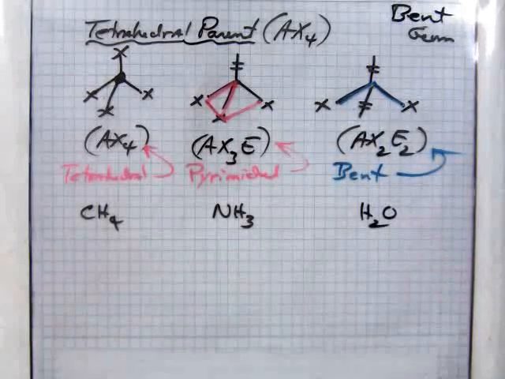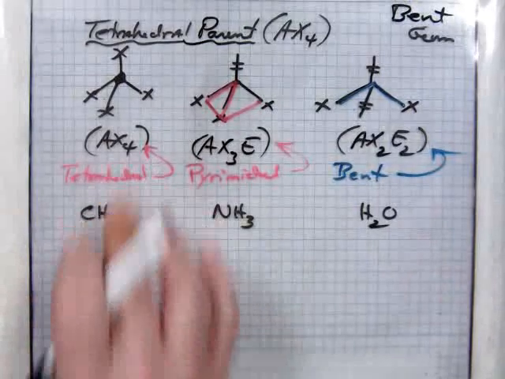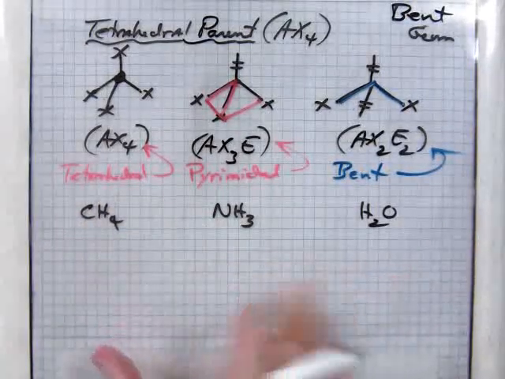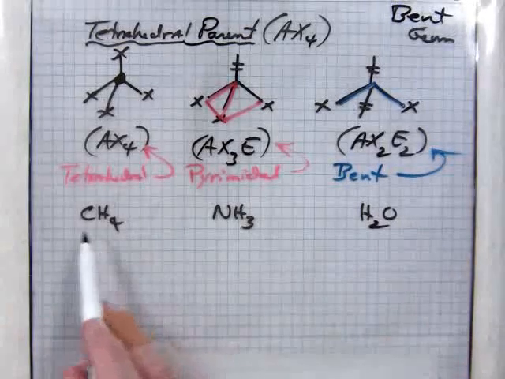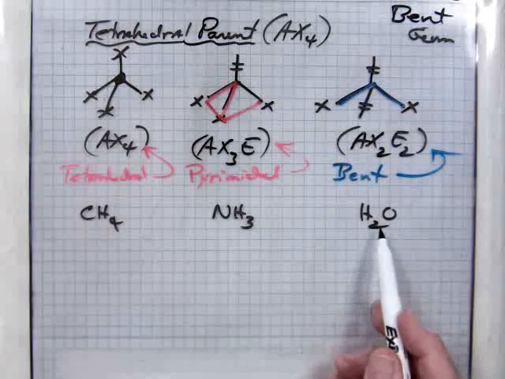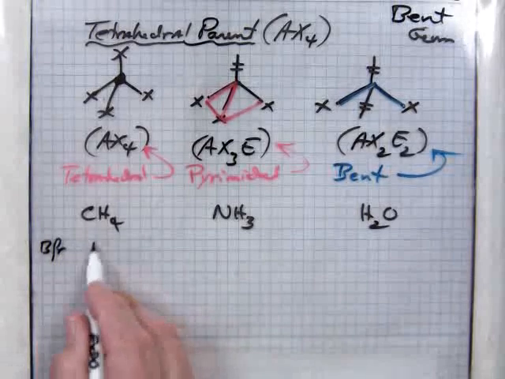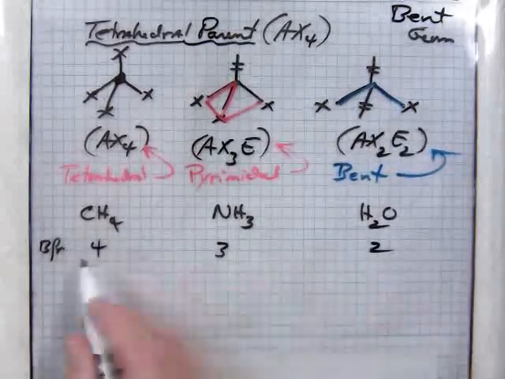and show you that this one is based upon the AX4 parent. Now, you're not going to be told the systematic thing like this. You've got to figure it out on test day. But you can count on this to be no non-bonded pairs. This one has one, and this one has two non-bonded. The bonded pairs is 4, 3, and 2 as you go across.